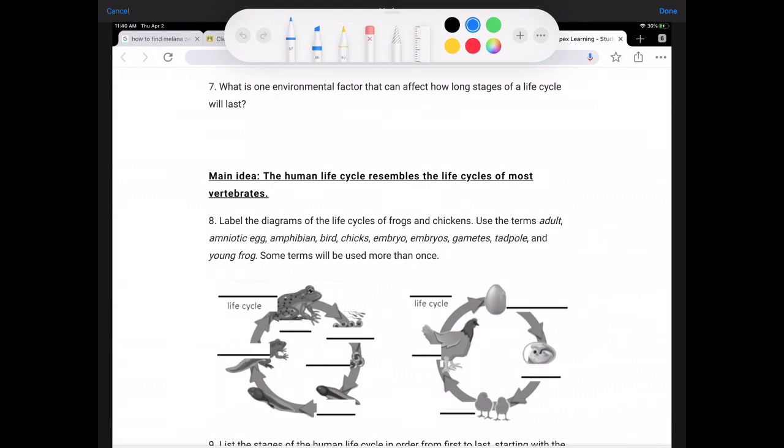Number 7, what is one environmental factor that can affect how long stages of a life cycle would last? So you could say amount of food, you could say temperature, you could say weather, so like amount of precipitation. There's a lot of different things you could say for that.